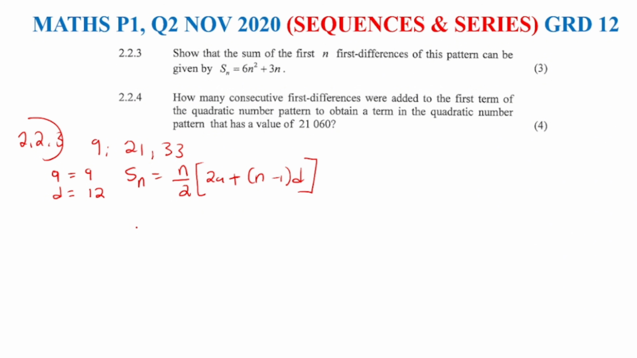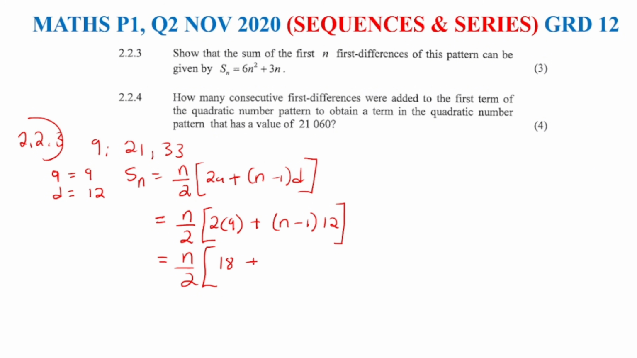Now we don't need to substitute n because we're looking for the general formula of the sum. 2 and then a, we know a is 9. We're just substituting (n - 1) as it is, and we put our difference there, which is 12, then close the bracket. Therefore, if you do the algebra here, removing the bracket, you are in grade 12 now, you should be able to deal with this.